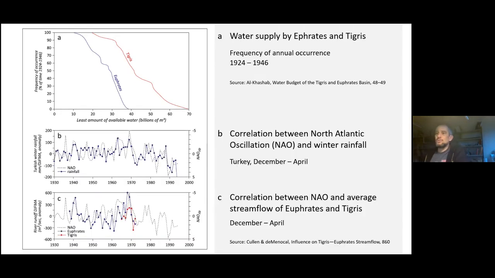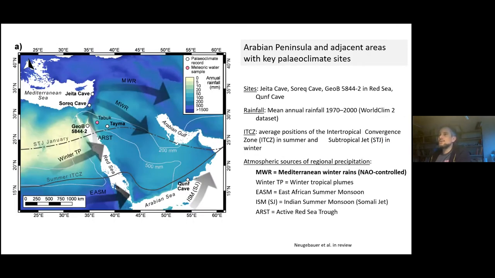The major control for Euphrates and Tigris stream flow is the North Atlantic Oscillation that drives the westerlies, which actually drive the entire Eastern Mediterranean climate. This is the correlation that has been established by Cullen and deMenocal about 20 years ago. So the Mediterranean climate is one factor delivering precipitation to this area, mostly in the northern part of the Arabian Peninsula, and it is also an important source for Mesopotamia, and the Levant likewise depends on rainfall from the westerlies. But there are also other climate systems, in particular the monsoons coming from East Africa and the Indian Ocean monsoon, that provide rainfall to the Arabian Peninsula.